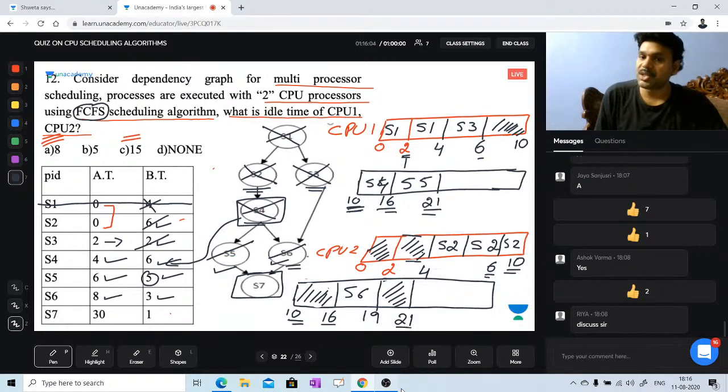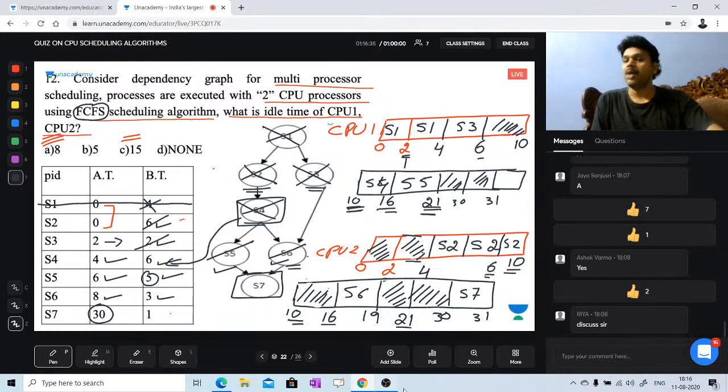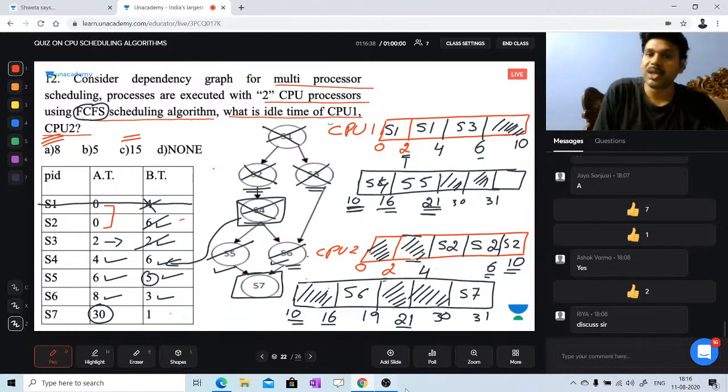So soon after reaching 21 and 21, please observe carefully. It has not arrived. Understand, it arrives at 30. 30 in the sense, both are waiting from 21 to 30. So both are waiting from 21 to 30 like this. Now you can start either at CPU1 or at CPU2. So if I am running S7 here, you run 1 unit of time, 31. During that, the other CPU is going to be idle.